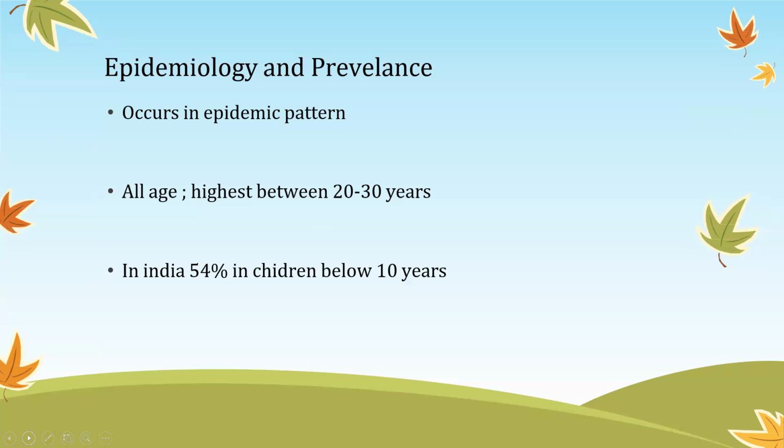So, epidemiology and prevalence. It occurs in an epidemic pattern. It can occur at all ages, with highest chances between 20 to 30 years of age. And in India, 54% can be seen in children below 10 years of age.